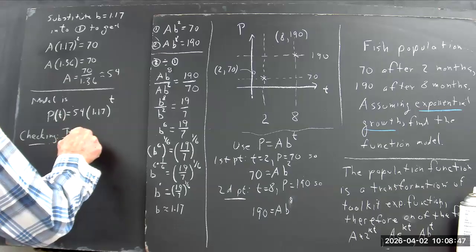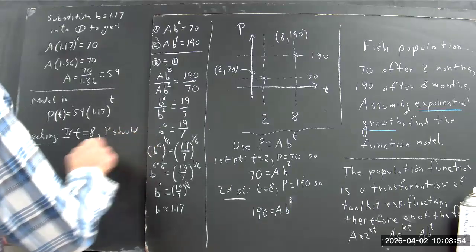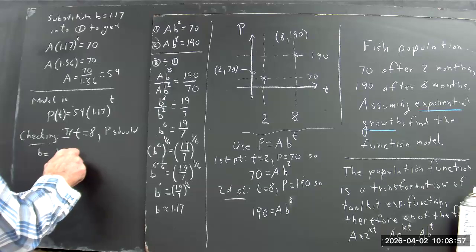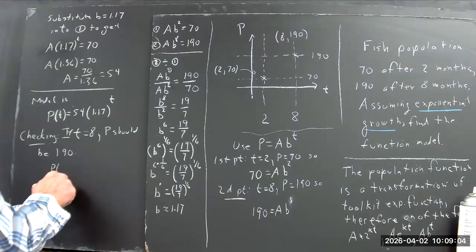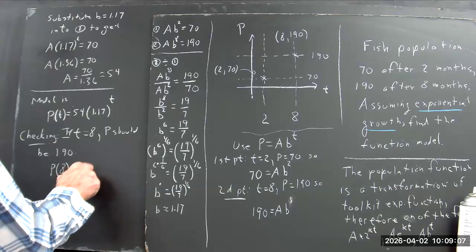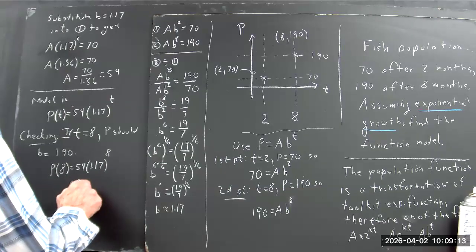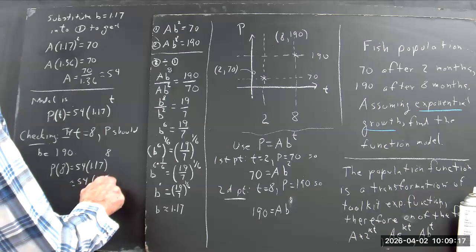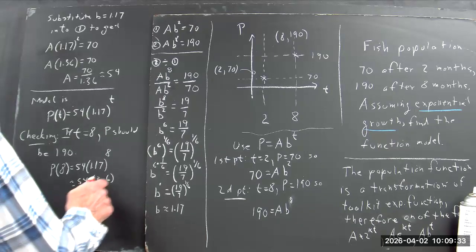If T equals 8, P should be 190. Well, so we write the equation P of 8 equals 54 times 1.17 to the 8, which I say is about 54 times 3.6. 3 times 54 is 162, and 0.6 times 54 is about 32. 162 and 32 gives us 194. Okay.